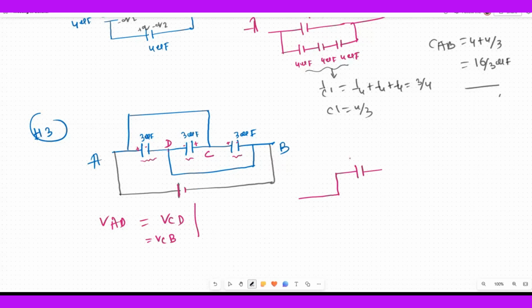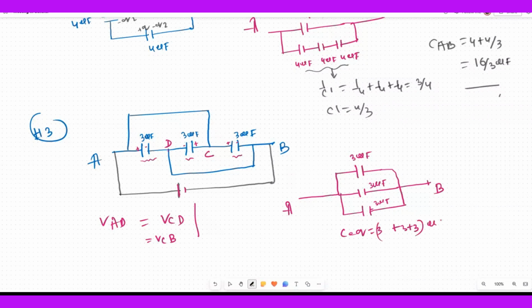This is C microfarad, this one C microfarad, this one also 3 microfarad between A and B. They are in parallel combination. So C equivalent is going to be 3 plus C plus C microfarad. This will be equal to 9 microfarad. All right.